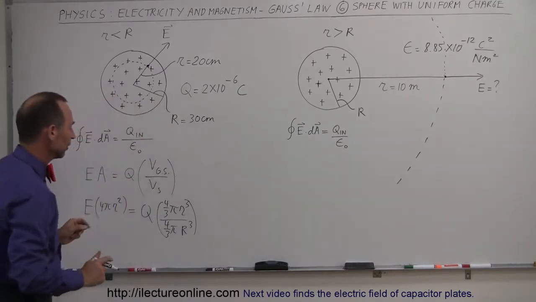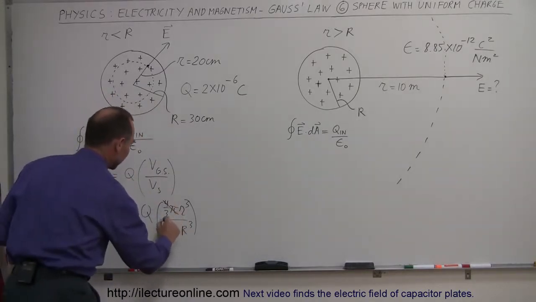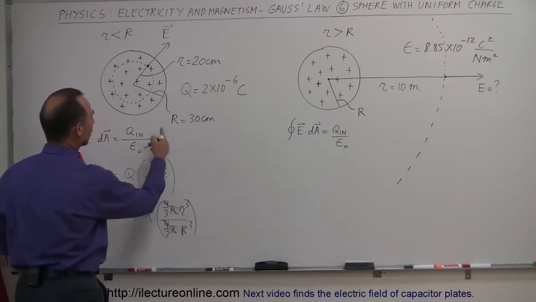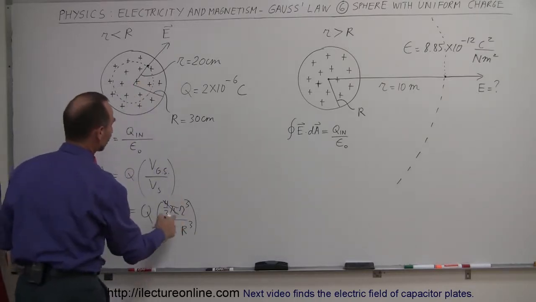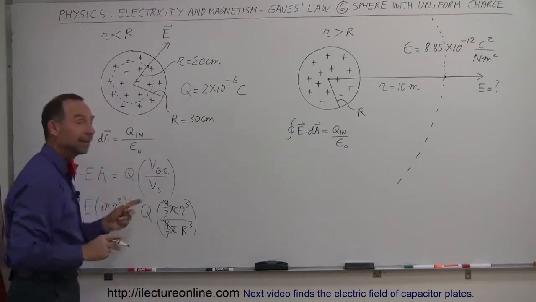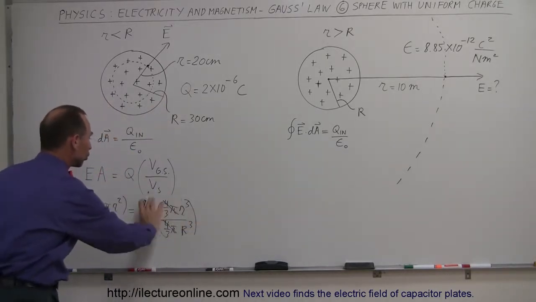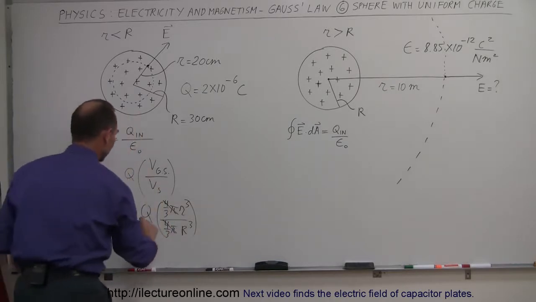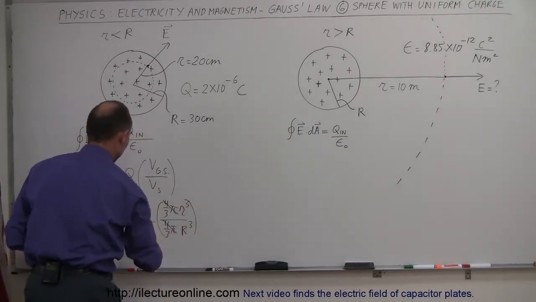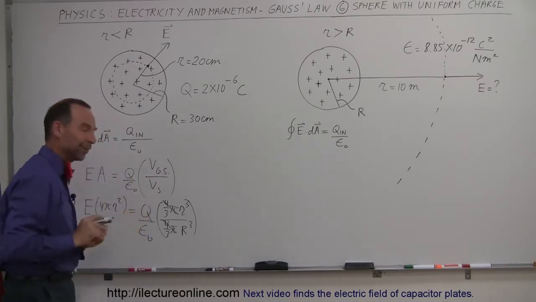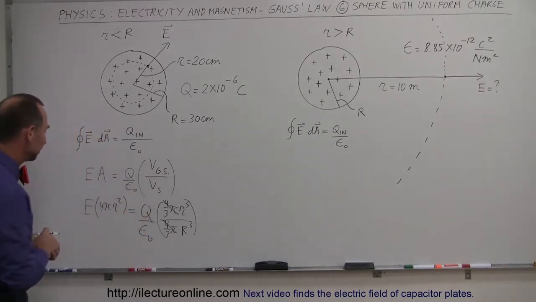of the whole sphere. Notice that the 4/3 pi cancel out right here. And then we have simply the ratio of r cubed, r being the radius of the Gaussian surface, divided by big R cubed, big R being the radius of the whole sphere. And that ratio will give us the total charge inside. And of course, we still have to divide it by epsilon sub naught. Here I make sure that I put epsilon sub naught there as well. Can't forget about epsilon sub naught.